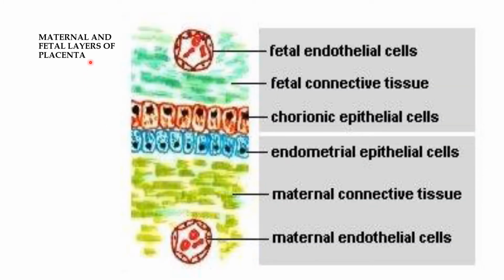Now the maternal and fetal layers of the placenta. You see the fetal endothelial cells, then fetal connective tissue. These are the chorionic epithelial cells, endometrial epithelial cells, maternal connective tissue, and maternal endothelial cells. So these are the maternal and fetal layers of the placenta.